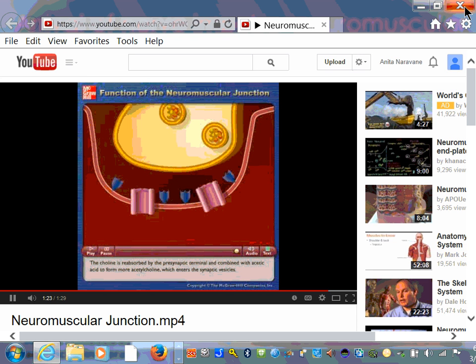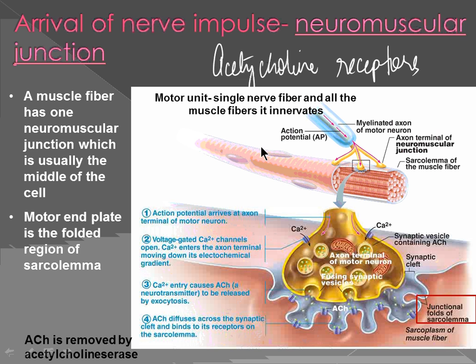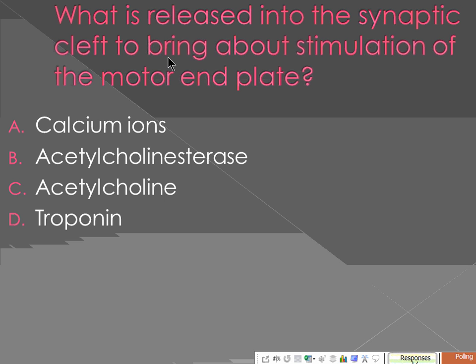So I only showed you a little further. You saw how it bound to the acetylcholine receptor, allowing sodium ions to go in, right? So that's what we are going to see next. So first let's do a few questions. What is released into the synaptic cleft to bring about stimulation of the motor end plate?